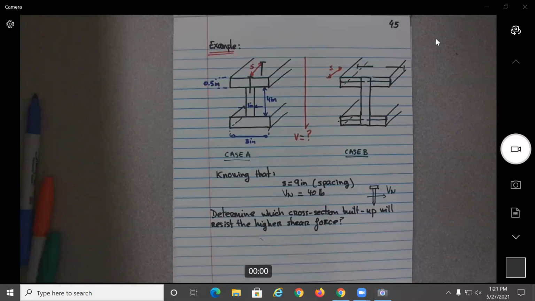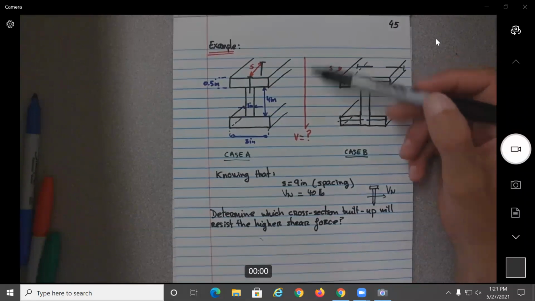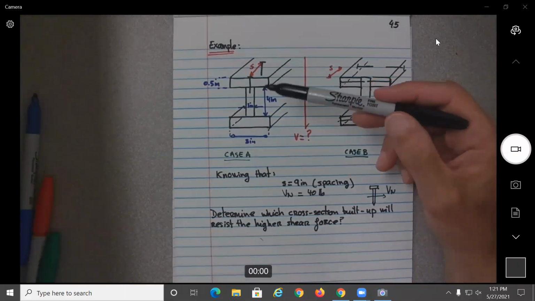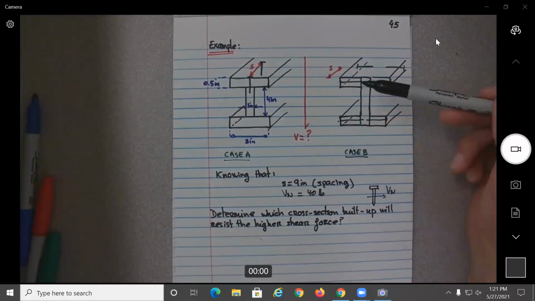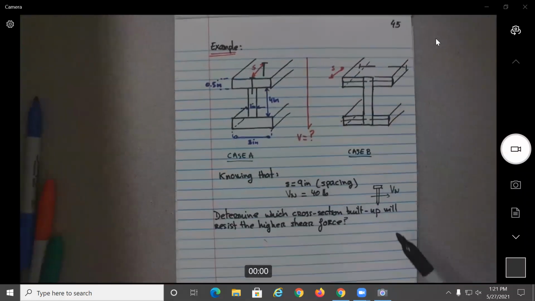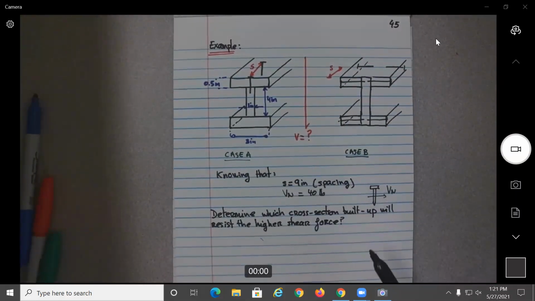Okay, and we can just today kind of discuss it. Let's say if the force is vertical, in here the force will be in the direction of the nails, but in this case it will be perpendicular, no? So we finished the class saying that if we use our common sense, this one should resist a higher shear force. Okay.